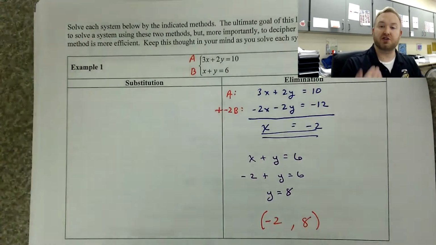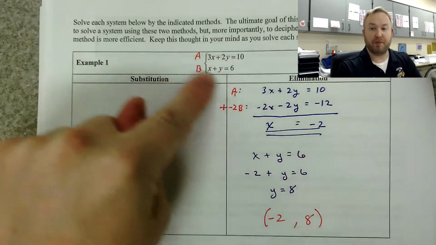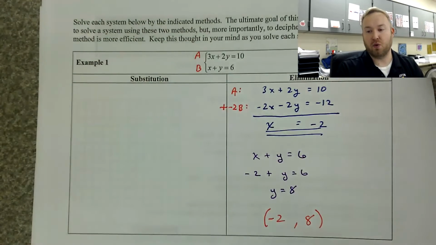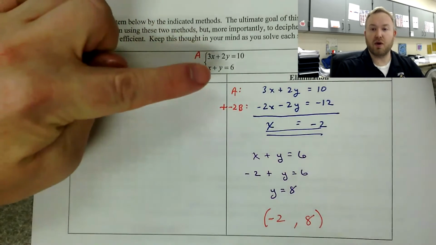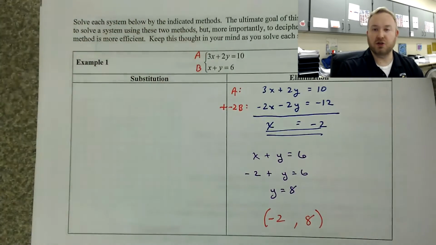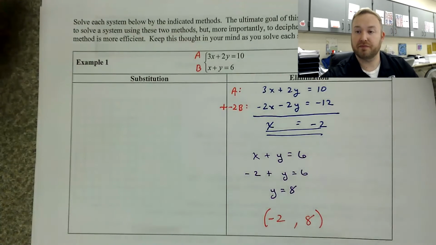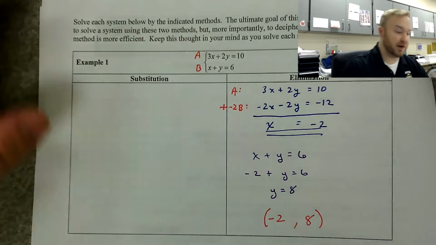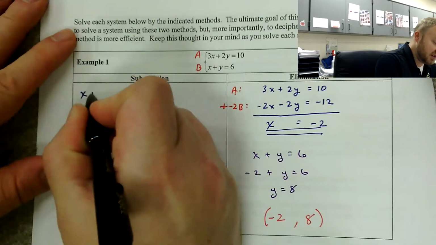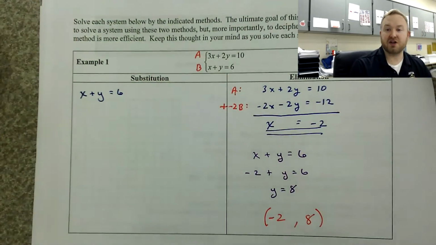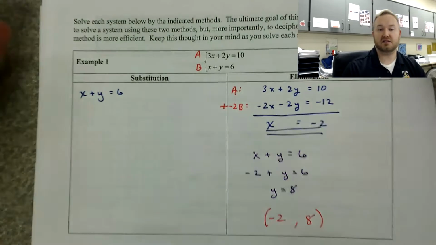With the substitution method, we're going to pick one of these equations, and we're going to solve that equation for one of the variables. So you get to choose. You can pick the first equation or the second equation, and you can solve for either x or y. It's your choice. I'm going to pick the second equation because it looks to be the simplest one. And I'm going to solve it for x.